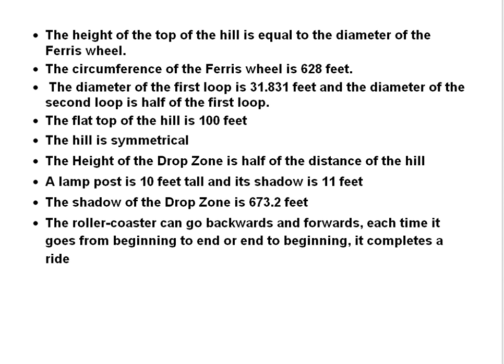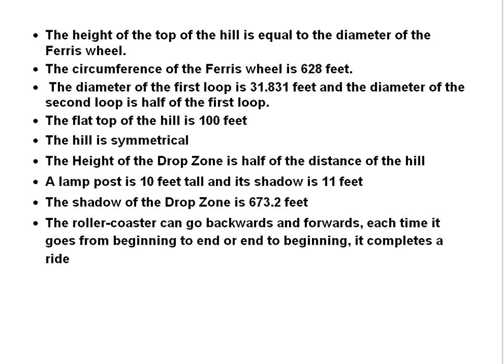The height of the top of the hill is equal to the diameter of the Ferris wheel. The circumference of the Ferris wheel is 628 feet. The diameter of the first loop is 31.831 feet, and the diameter of the second loop is half of the first loop. The flat top of the hill is 100 feet in length. The hill is symmetrical. The height of the drop zone is half of the distance of the hill.